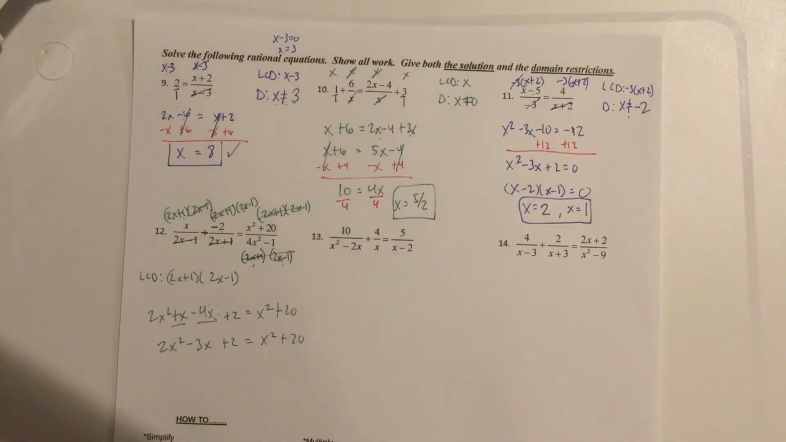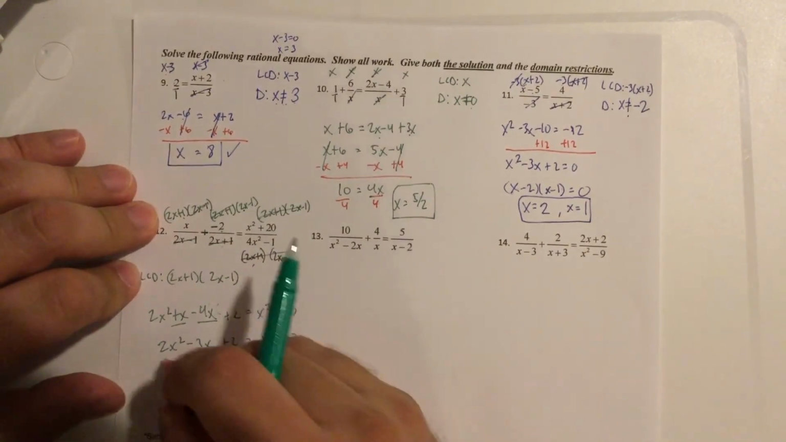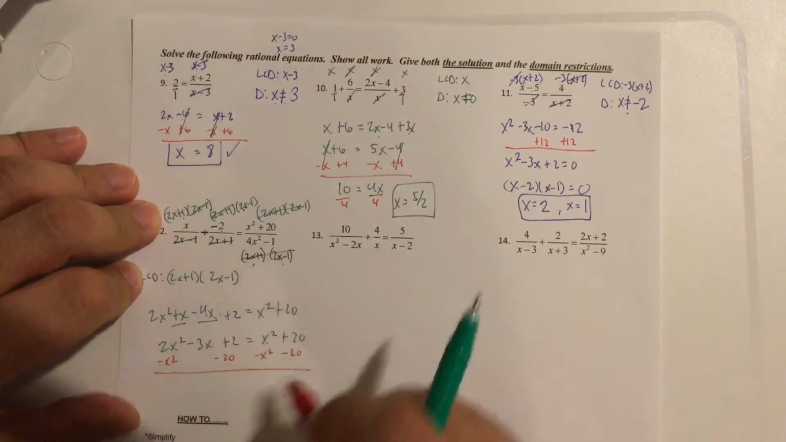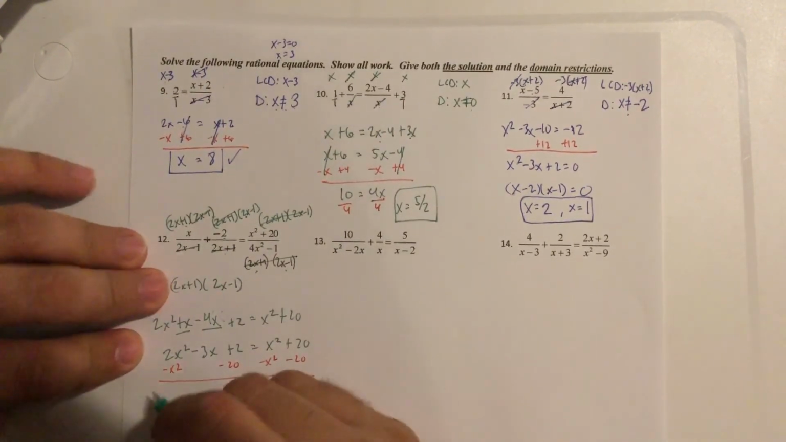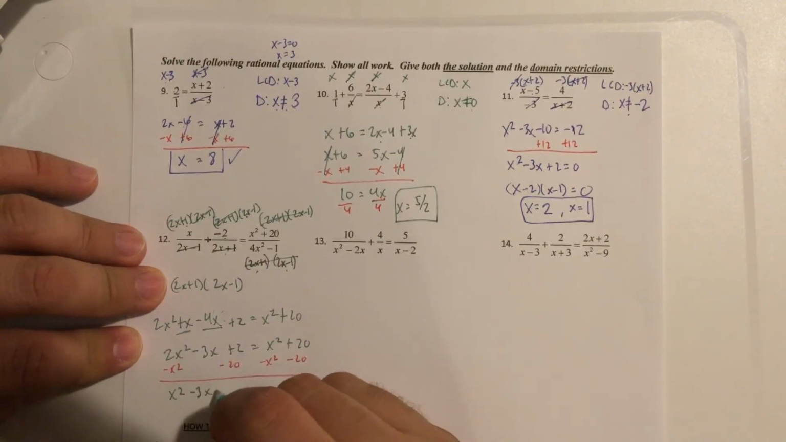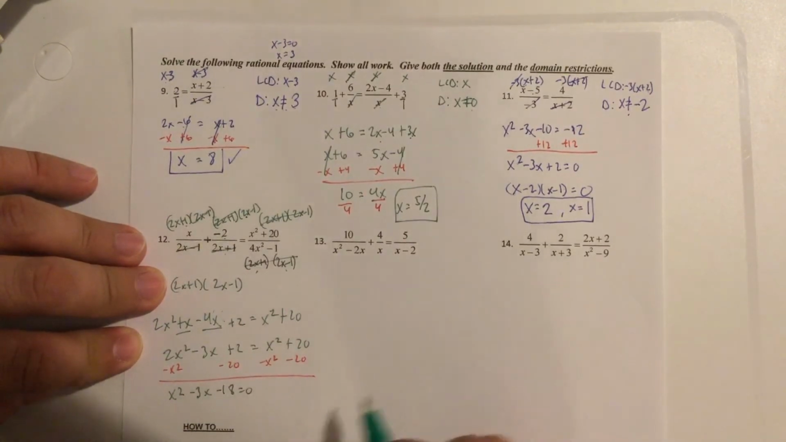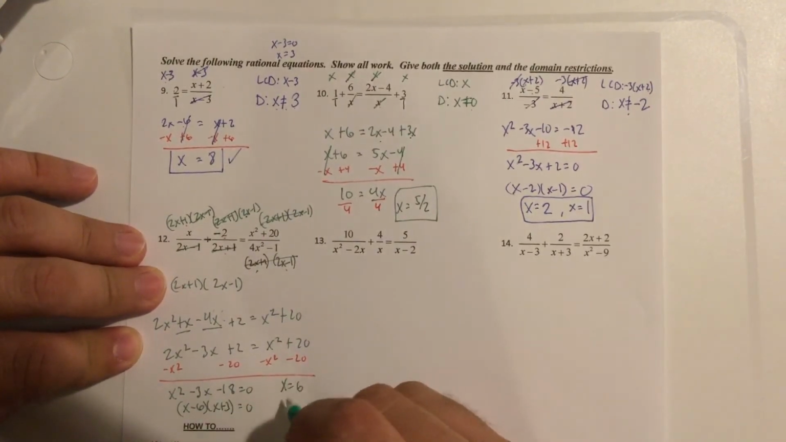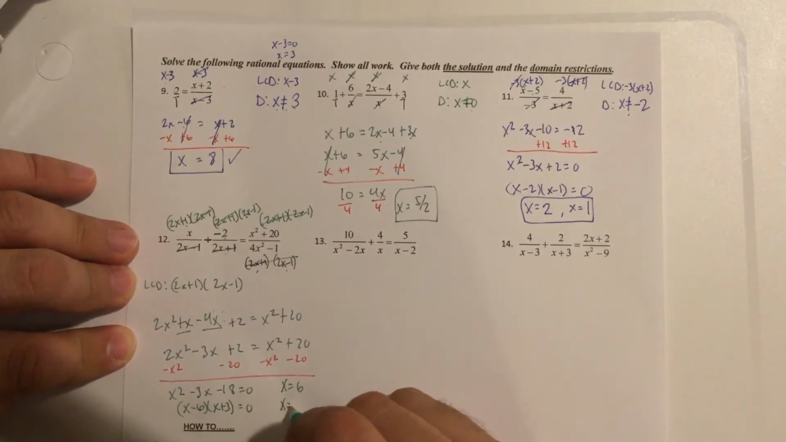And last, it's a quadratic function, so we're going to subtract x squared over to the side, and we're also going to subtract 20 to the side as well. So 2x squared minus x squared is x squared, minus 3x. 2 minus 20 is negative 18, equal to 0. This factors to x minus 6 times x plus 3. So my solutions are x equals 6 and x equals negative 3.